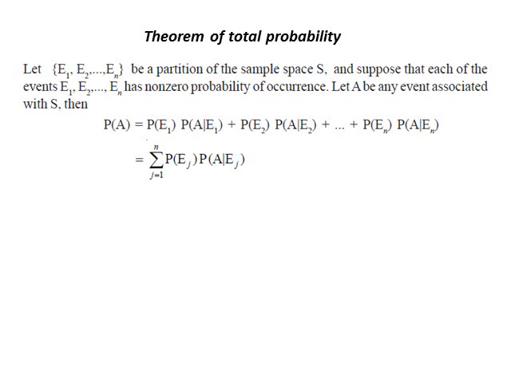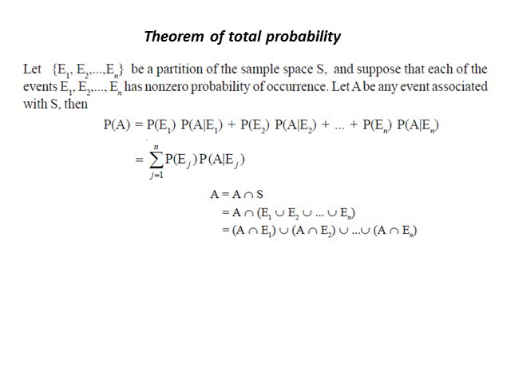Let A be any event associated with S, then total probability of event A is P(A) equals to P(E1) multiply P(A given E1) plus P(E2) multiply P(A given E2) plus so on P(En) multiply P(A given En), which can also be written as summation of P(Ej) multiply P(A given Ej), where j is from 1 to n. Students, here A can be any event associated with S.